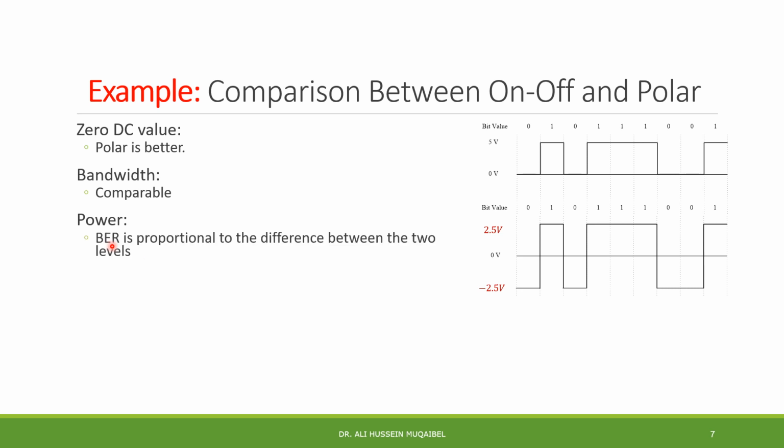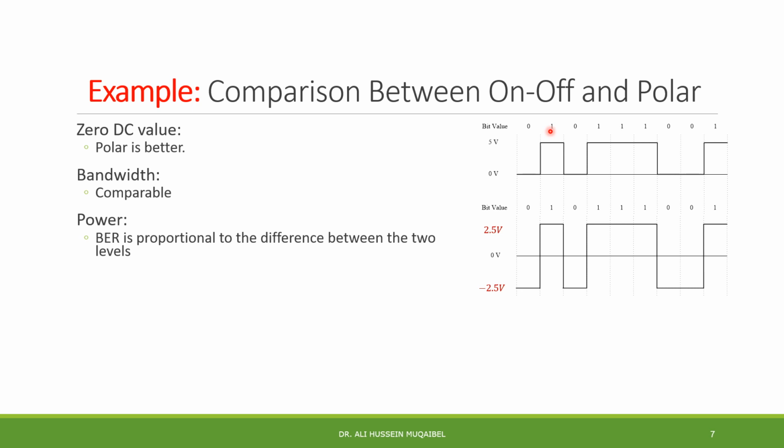The reason is, if we want to compare in terms of power, we have to make sure that the probability of error is the same. The bit error rate is the same. The probability of error, the bit error rate, is proportional to the difference between the two levels. So here we have a spacing of 5, and to make the spacing here 5, I have made this 2.5 and this minus 2.5. So we have a total of 5 volts. Those are comparable in terms of performance.